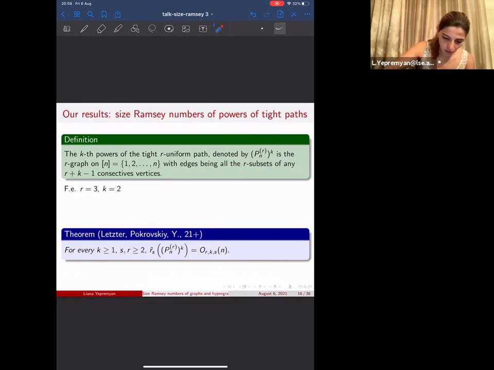Right, so I haven't defined for you what a k-th power of a path is. For any k and any r, any n, I'm taking all the r-subsets of any r plus k minus 1 consecutive vertices. For example, if r was 3, then let's say I'm taking any 4 consecutive vertices.